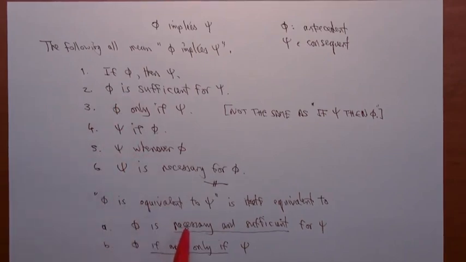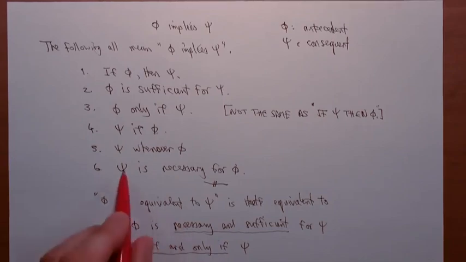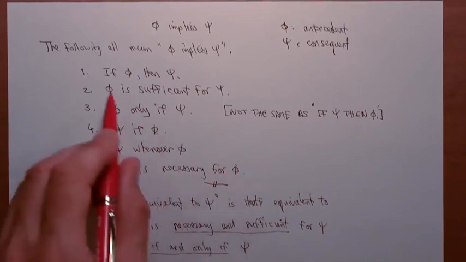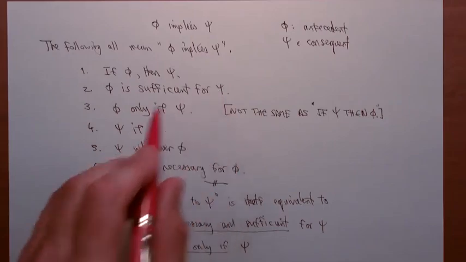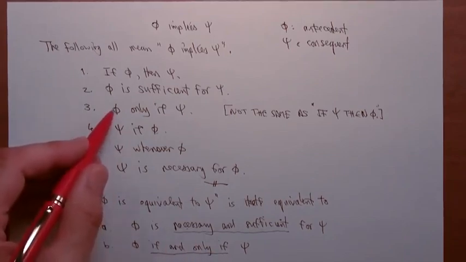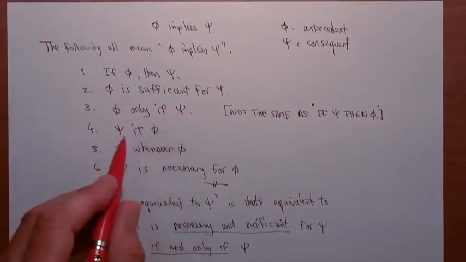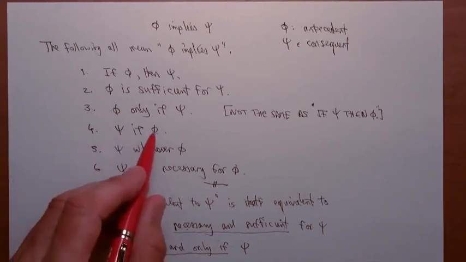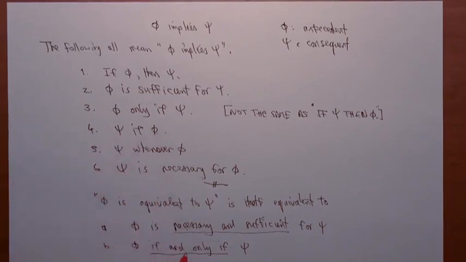So the fact that it's in both directions is captured by the fact that here we have the psi before the phi, and here we have the phi before the psi. Similarly with B, if and only if combines only if, where phi comes before psi, with if, where psi comes before phi. So in both of these cases, we have an implication from phi to psi and from psi to phi.